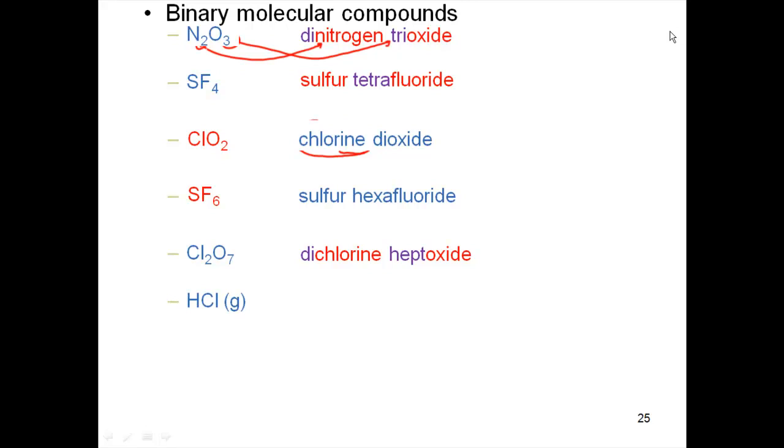HCl(g), and I have the G behind it to mean that it's a molecular substance. That's telling me it's a gas. That's important when we start talking about binary acids, which will be on the next slide. That little G indicates that it's a molecular substance, so I'm going to name it using molecular rules, just like we've been going through. Covalent bonding, name it. If it's an acid, I'll have AQ behind it, and I'm going to name it differently. So in this case, this is hydrogen chloride.